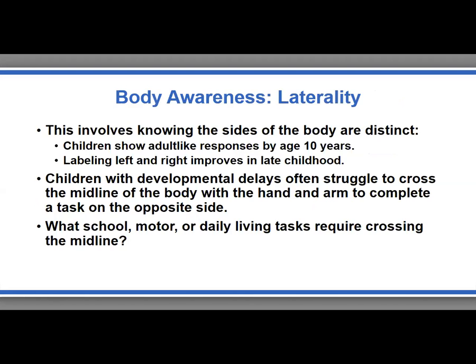Laterality involves knowing the sides of the body are distinct. Children show adult-like responses by age 10 years. Labeling left and right improves in late childhood. You'll see with kids, like, all right, go left, go right. Sometimes they've got to think about it. They're like, which hand do I write with, right? I still see adults do that sometimes, which makes me worrisome.